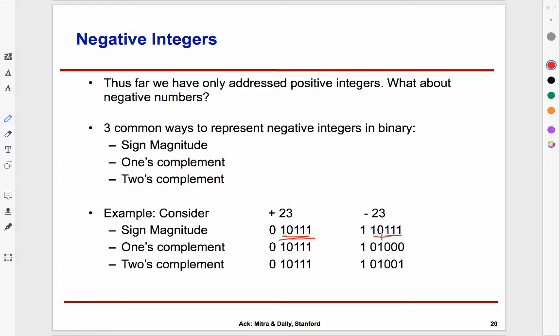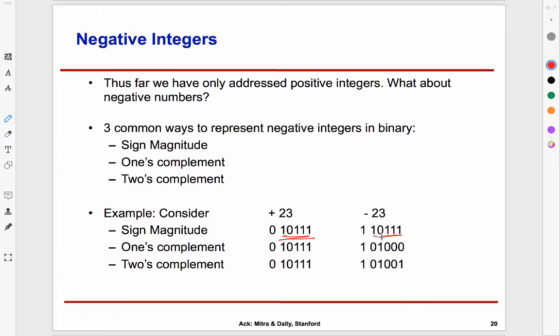Whatever the standard or system specification is would define how many bits you have for the magnitude. So let's say in this example, if instead of 5 bits of magnitude, I had 6 bits of magnitude, then +23 would have been 0, 0, 1, 0, 1, 1, 1. Okay, so the magnitude would have 6 bits.